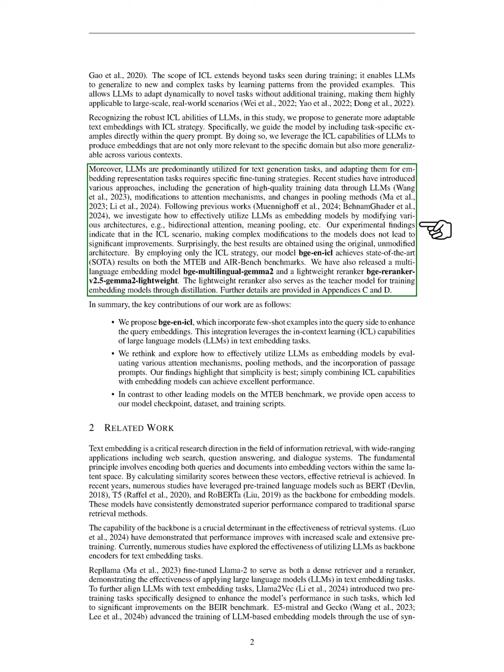While LLMs are mainly used for text generation, we explore how to adapt them for embedding tasks through various fine-tuning strategies. Our experiments reveal that complex modifications to the models do not yield significant improvements. Instead, using the original architecture with the ICL strategy leads to the best results. Our model, named bge-en-icl, achieves state-of-the-art performance on the MTEB and AIR-Bench benchmarks. We also introduce a multilingual embedding model and a lightweight reranker that aids in training embedding models through distillation.